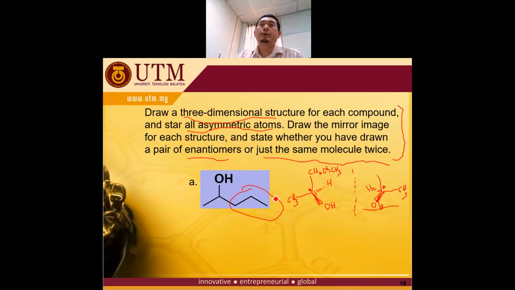In this case, because there is no plane of symmetry, this is a pair of enantiomers. So one will be R, another one will be S, which we will learn later.